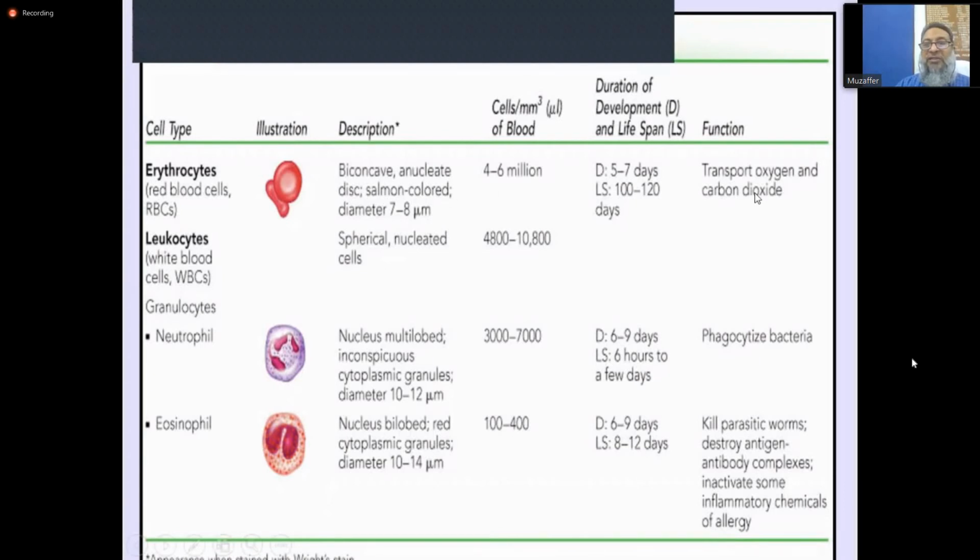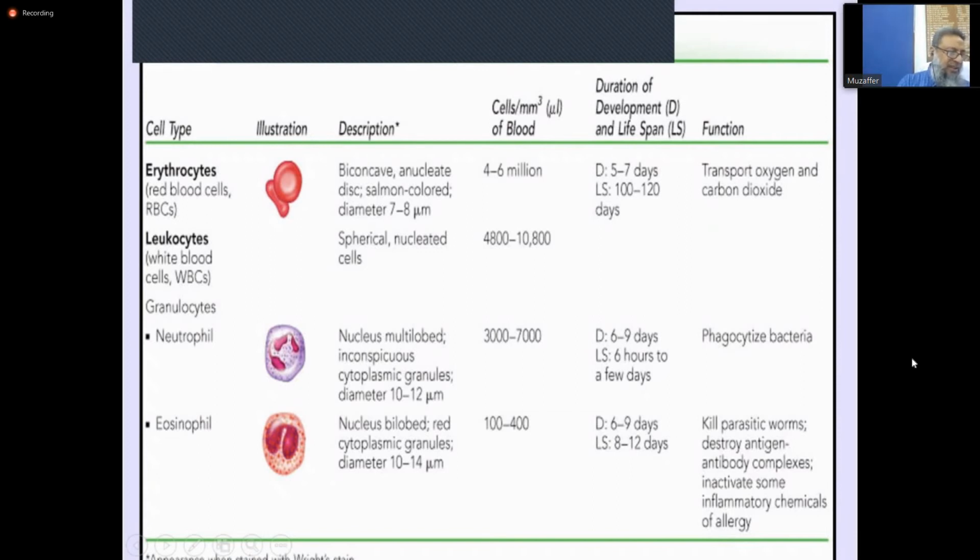This is not about today's topic. So let us see the leukocytes, white blood cells: neutrophil, eosinophil. We have already discussed their specification. Their action is to phagocytize bacteria, and their lifespan is 6 to 9 days, and in the blood they remain about 6 hours.